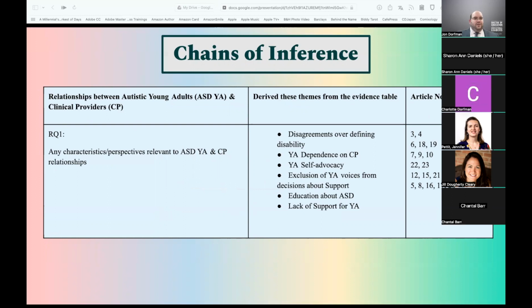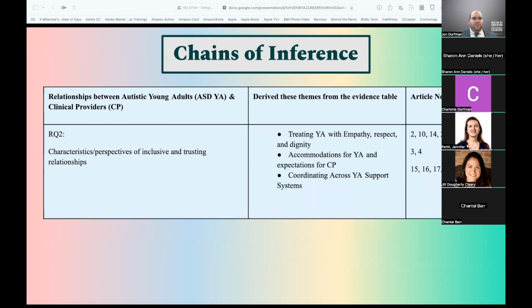For example, for the first research question, I derived themes of disagreements over defining disability, young adult dependence on clinical providers, self-advocacy for young adults, exclusion of their voices from decisions about support, education about ASD, and the lack of support for young adults.